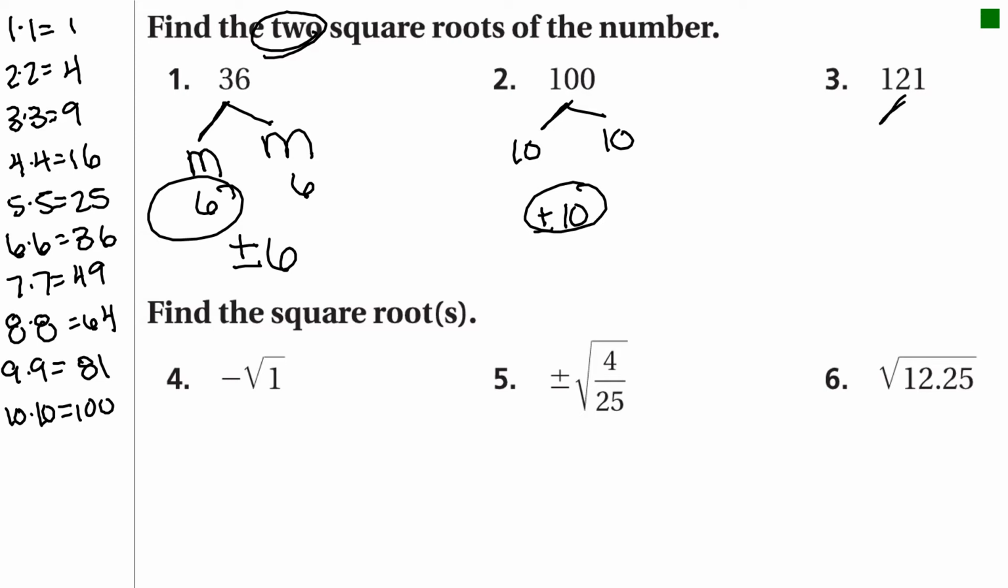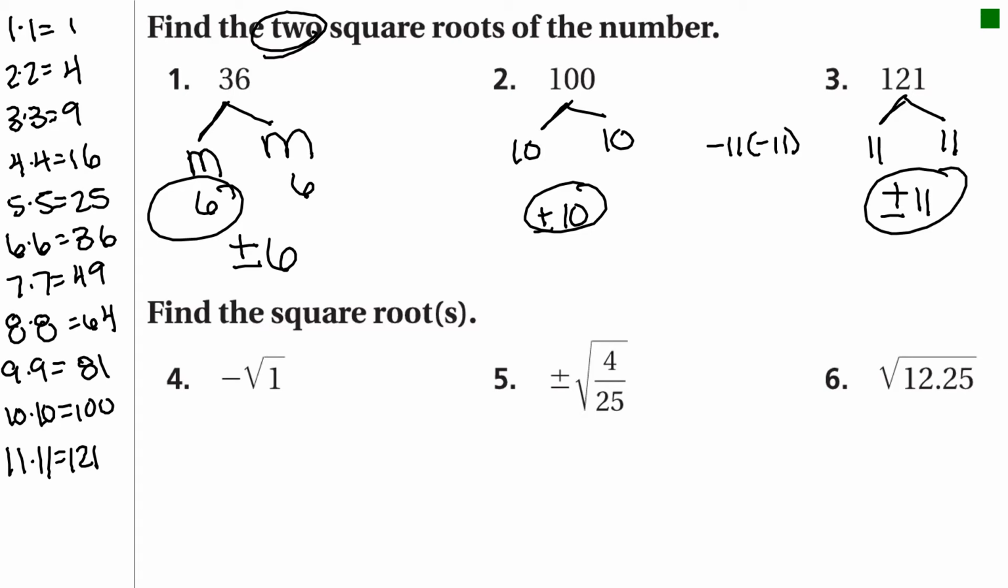All right, 121. What two numbers multiply to 121? So far on my sheet, I don't have 121, so let's try 11 times 11. Guess what? 11 times 11 is 121. So positive 11 times positive 11 is 121. Negative 11 times negative 11 is also a positive 121.